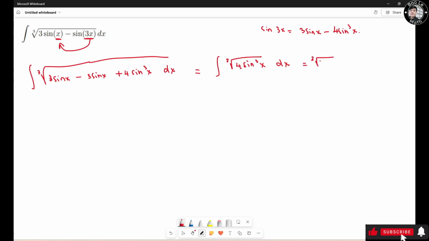So it turns out to be cube root of 4 times the antiderivative of sine s ds. Now the antiderivative of sine s is going to be negative cosine s. So it's going to be negative cube root of 4 times cosine s plus c. This one is the final answer.